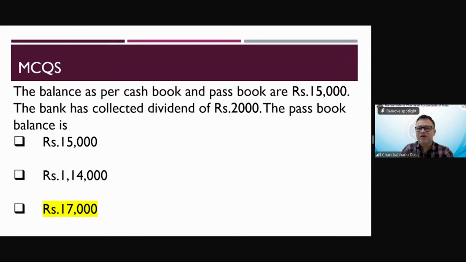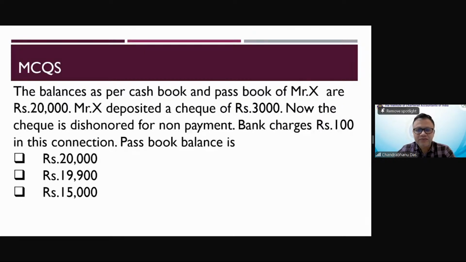Balance as per cash book and passbook is 15,000. Bank has collected dividend of 2,000. Passbook balance is 15,000 plus 2,000, 17,000. So the bank has got the information. So it is 17,000. This is a quite critical-looking, but a good question.